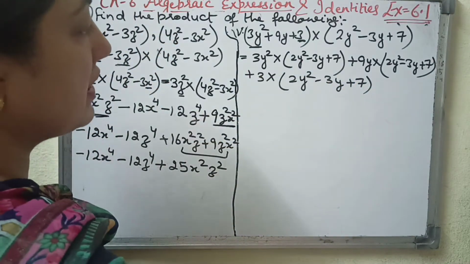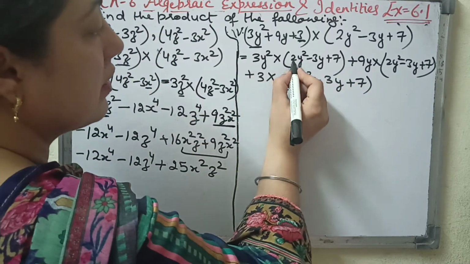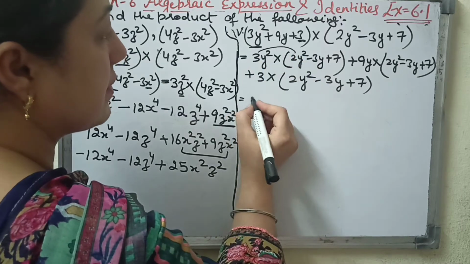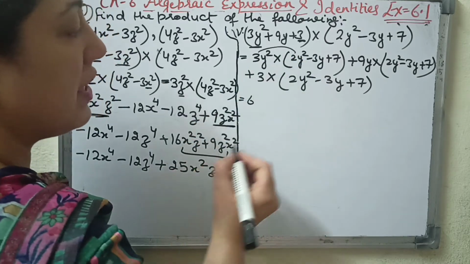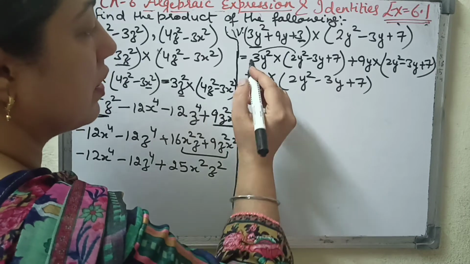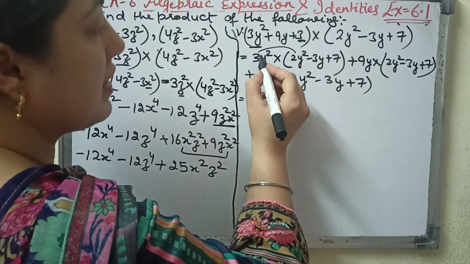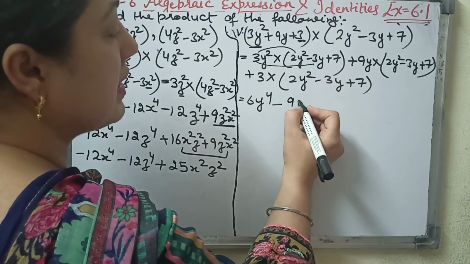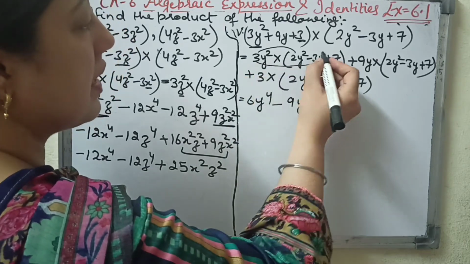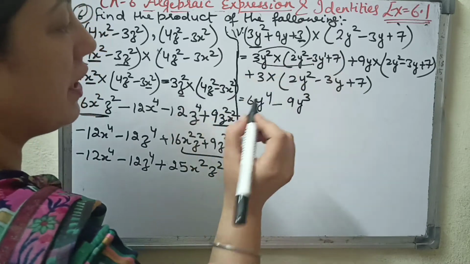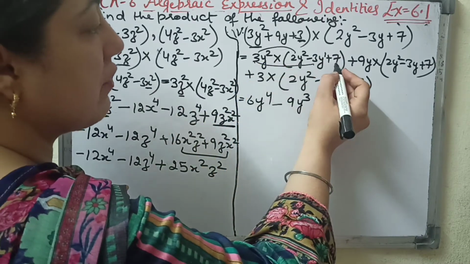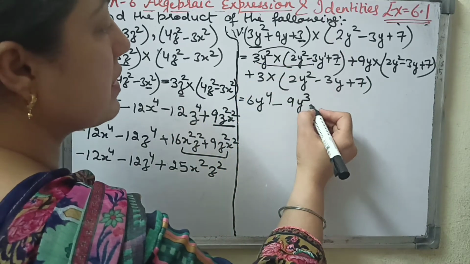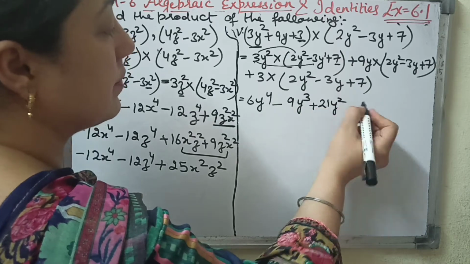Now do the multiplication. 3y²: 3 2s are 6, y² multiplied with y², it is y⁴. Now again multiply 3y² with −3y. 3 3s are 9, it is 9y³, y² and y¹ becomes y³. Now multiply 3y² with the 7. 3 7s are 21y².